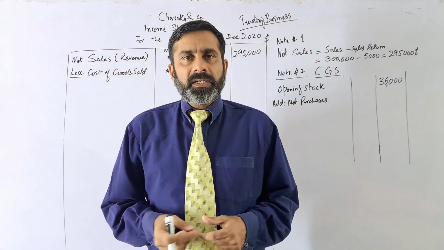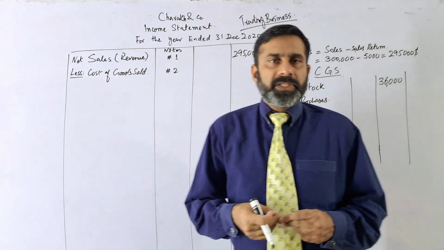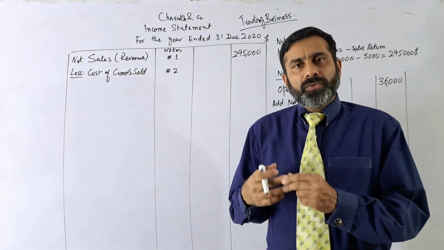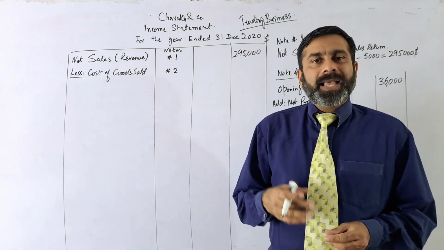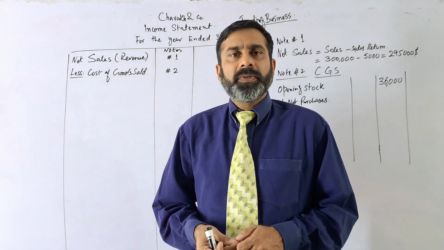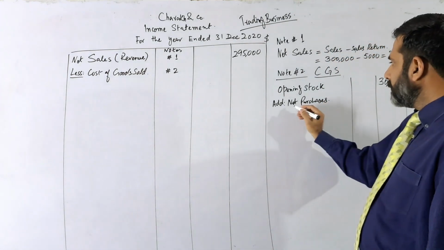Now the net purchases. Net purchases is how much we have purchased, and is there any purchase return also. So we have to minus the purchase return, and there is a possibility that there is a carriage on purchase. So that carriage on purchase will be added in the net purchases. So how will we calculate the net purchases?